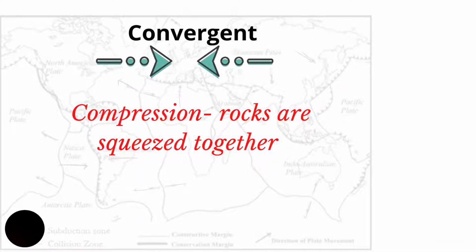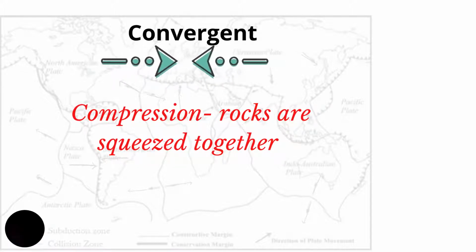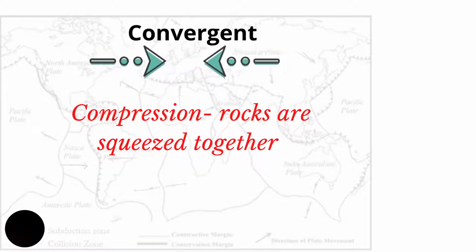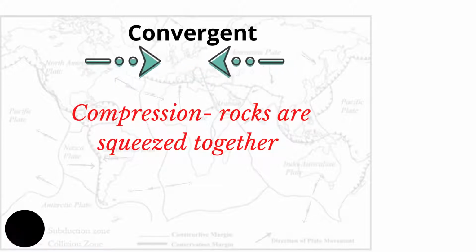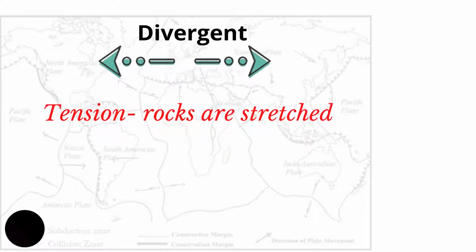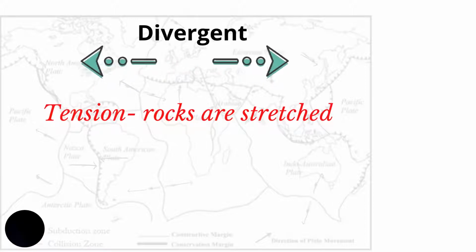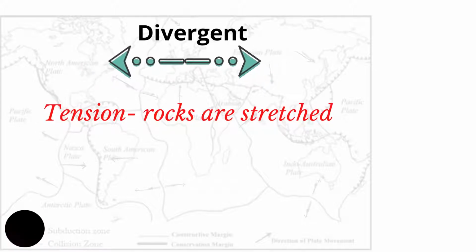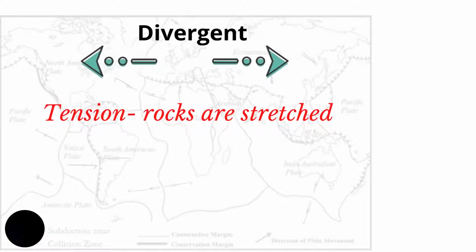So at convergent plate margins, where the plates are moving towards each other, this creates compression. Compression causes the rocks to be squeezed together. At a divergent plate margin, where the plates are moving away from each other, a stress known as tension is created, and tension causes the rocks to be stretched.